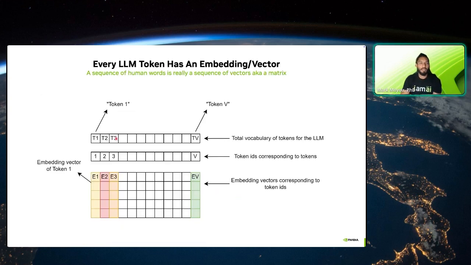So now that I have each of these tokens, each of them has a corresponding token ID, and each of them has an embedding vector. Inside of these LLMs, during the training process, I essentially set these as parameters.